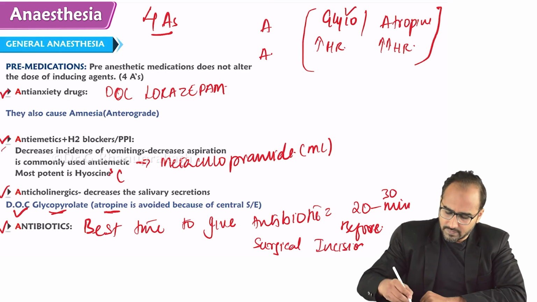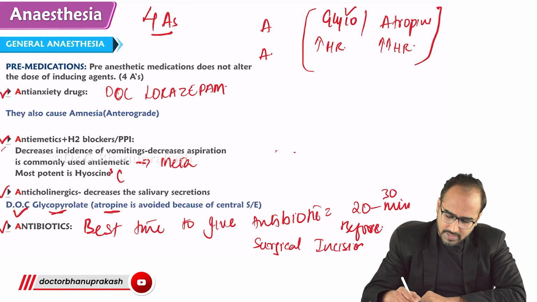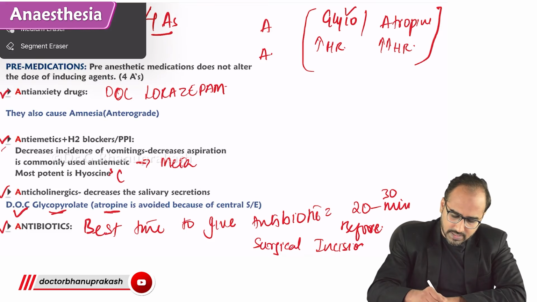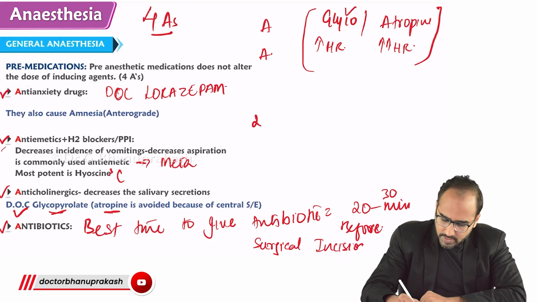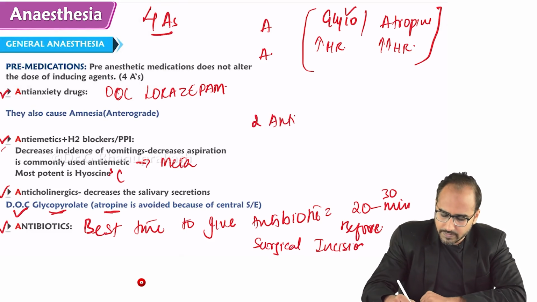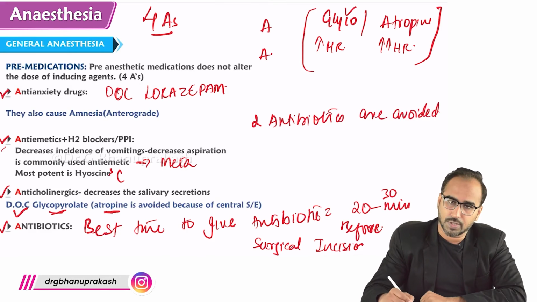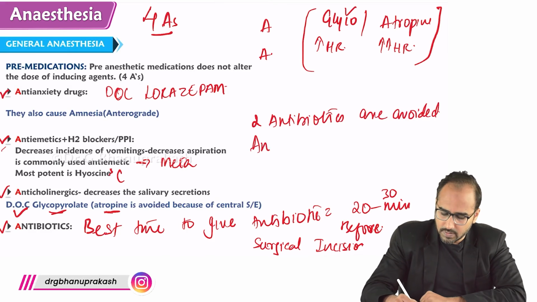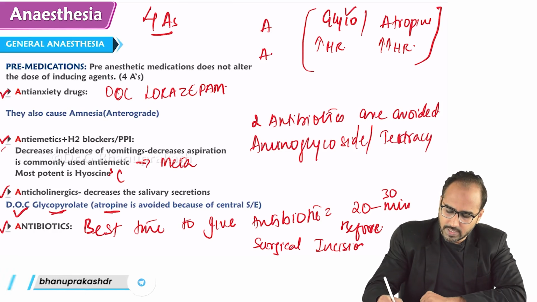All can be safely given. In the antibiotics, what we need to remember is all antibiotics are safely given except two. Two antibiotics are avoided before surgery. What two antibiotics? Aminoglycoside and tetracycline.